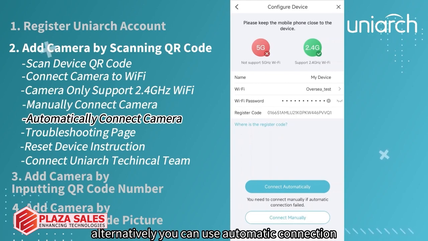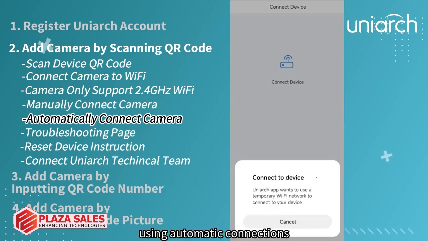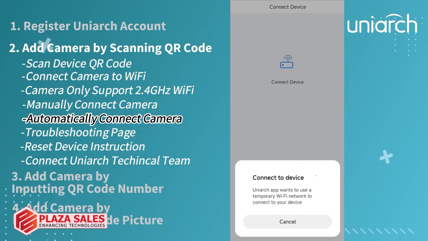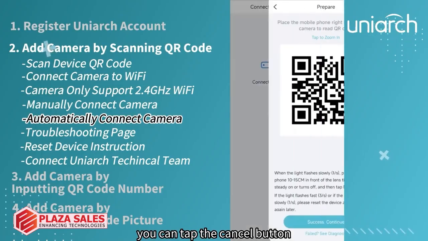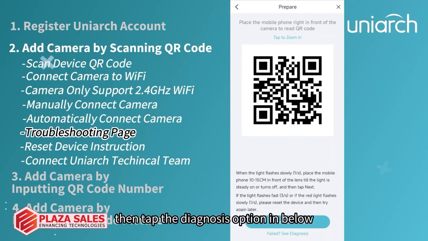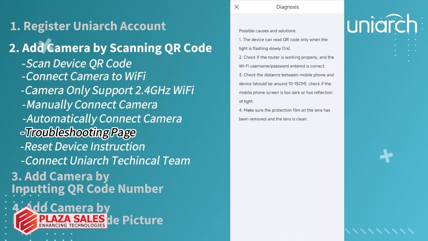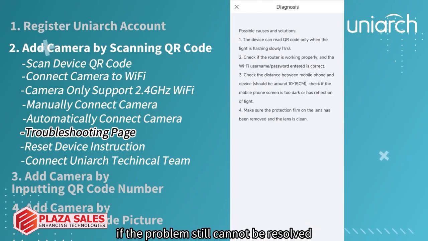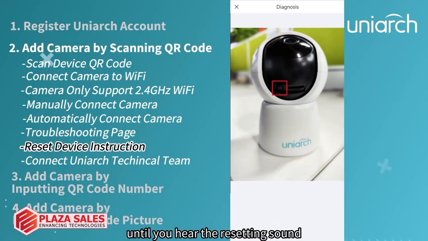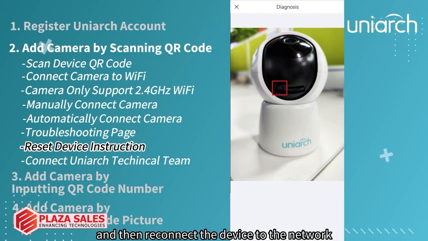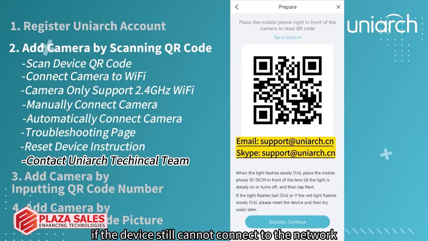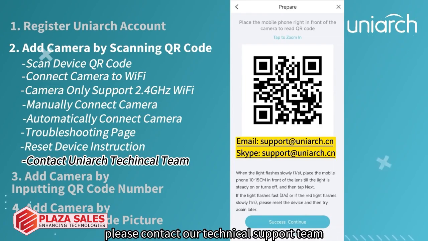Alternatively, you can use automatic connection. Using automatic connections, you might experience issues like long response time. You can tap the Cancel button. And here comes the troubleshooting instruction. If it still doesn't work, tap the diagnosis option in below. If the problem still cannot be resolved, press the reset button on the device until you hear the resetting sound, and then reconnect the device to the network. If the device still cannot connect to the network, please contact our technical support team.